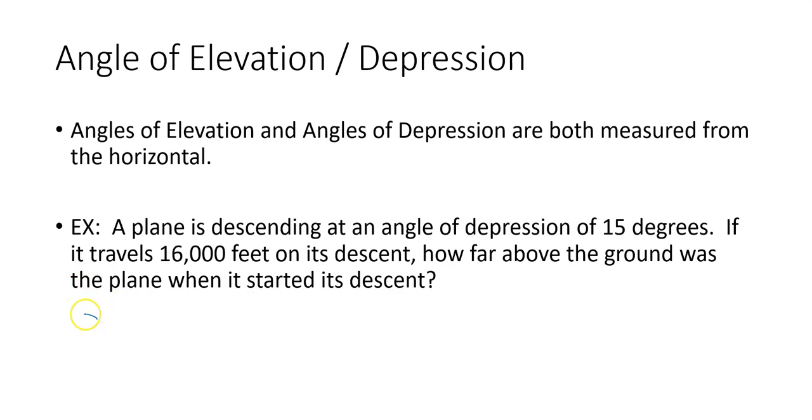So here's the plane. Right? Looks more like a Goodyear blimp, but it's a plane. And so the plane is descending at an angle of depression of 15 degrees. Now, the pilot's looking out at the horizontal. Angle of depression of 15 degrees means 15 degrees from the horizontal.